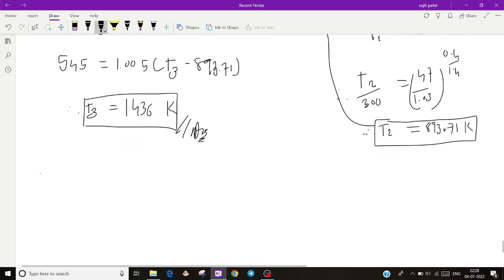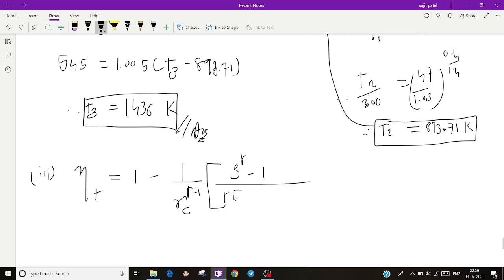Now the third thing we have to find is the thermal efficiency. The thermal efficiency of a diesel cycle is given by 1 minus 1 upon compression ratio to the power gamma minus 1, into cutoff ratio, here I am denoting the cutoff ratio with rho, to the power gamma minus 1 divided by gamma into rho minus 1. But we don't have the cutoff ratio, so we will call this equation number 2.